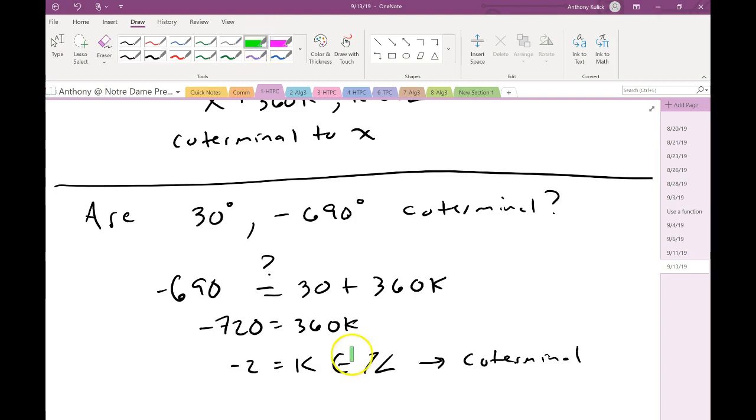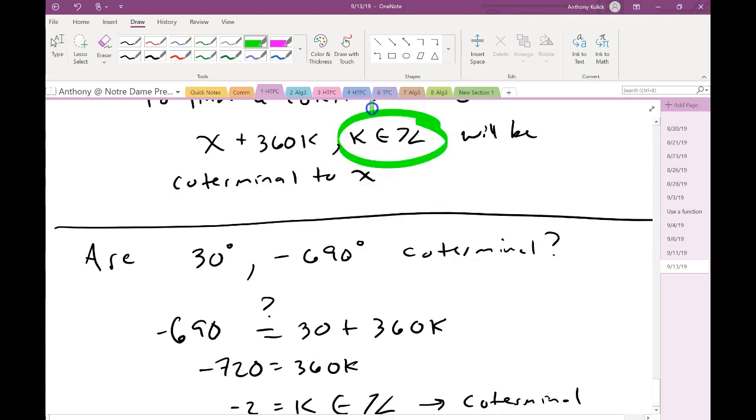Again, remember the notation here. This symbol means is a member of the set. This is the symbol for the set of integers. So what I've just said there is that because I got a value that's an integer when I solve for k, I know that they are coterminal, because the criteria we set out before requires us to have a whole number multiple of 360. Positive or negative number is fine.